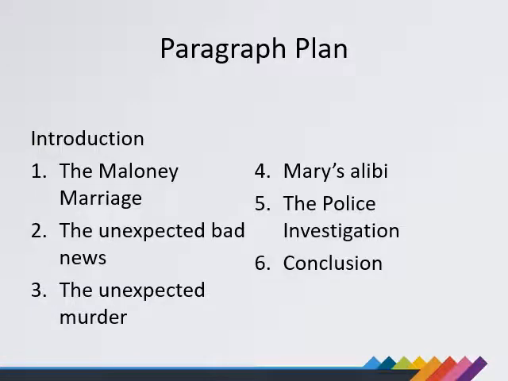It's always helpful to have a bit of a plan before you start writing a critical essay. So we've got here a paragraph plan that you can follow, and you'll see that it very much follows the set of lessons that you have done on Lamb to the Slaughter. We're going to start by writing an introduction to your critical essay, and then we're going to have 5 main body paragraphs, covering the topics you've looked at in the unit, such as the Maloney marriage, the unexpected bad news, the unexpected murder, Mary's alibi, and the police investigation. And then we'll show you how to write a conclusion.